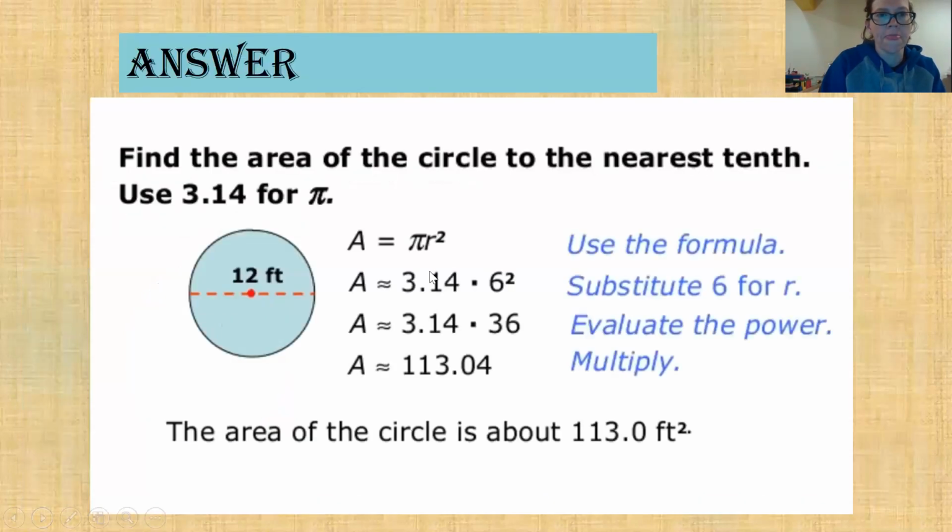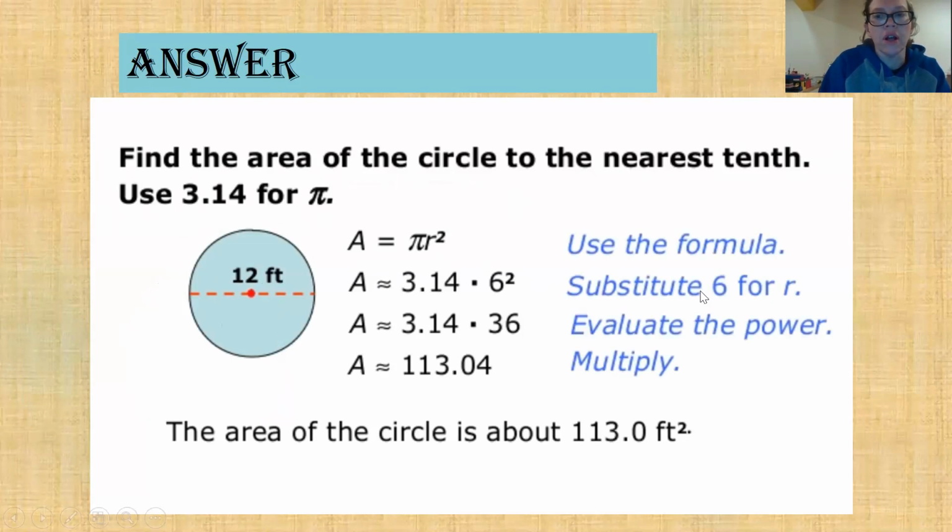All right, so here is our answer. Find the area of the circle to the nearest tenth. Use 3.14 for pi, and we went ahead and figured out that we had to divide our diameter here, 12, by 2, so that's where the 6 came from, remember? So use your formula. So here's your formula.